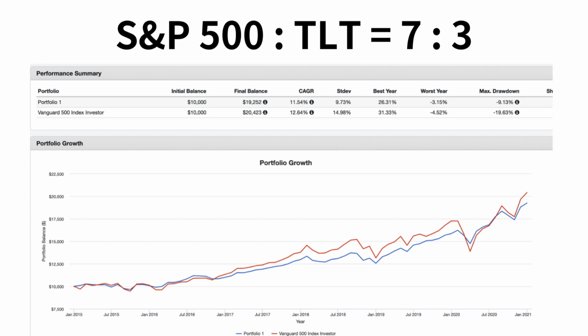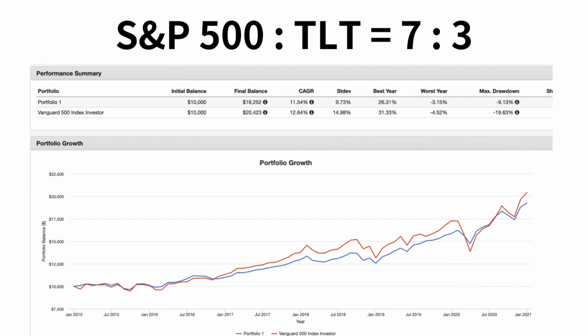The blue graph shows the performance of mixing the S&P 500 and TLT in a 7:3 ratio. Conversely, the red graph represents the performance of the S&P 500 alone. Particularly noteworthy is the decline in 2020 due to the pandemic. The red S&P 500 index graph indicates a maximum drop of 19.63%. In contrast, the portfolio composed of a 7:3 ratio experienced a mere 9.13% decrease.